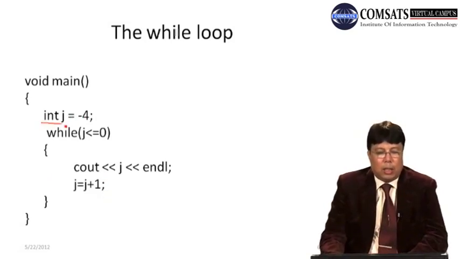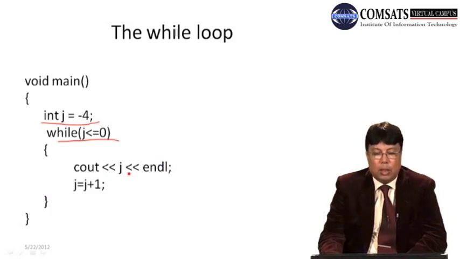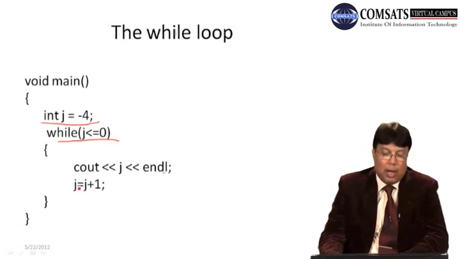So we initialize a loop variable outside, int j is equal to -4. Then there is a condition: while j is less than or equal to 0. Remember, no semicolon here. Then the body of this while loop: cout j, and then the new line character, that is \n. Then you keep on incrementing j.